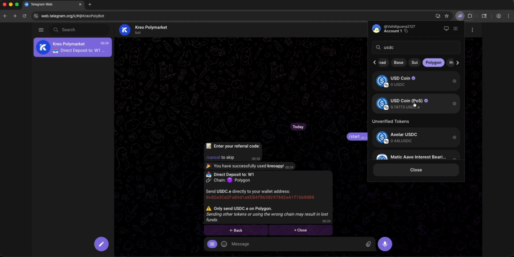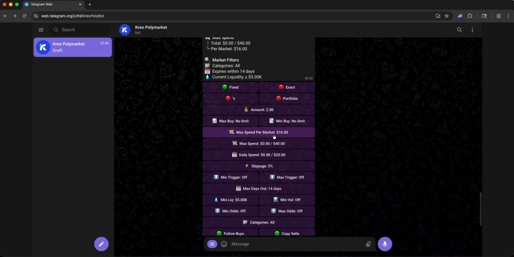This is a bit more advanced, so we're going to go with the safest option, which I think is fixed because it's very predictable. So we have our fixed amount here. Next, we can set a max buy. This is the maximum amount that I want to put into a trade, or the minimum amount that I would like to put into a trade. So I'm going to keep those two empty right now.